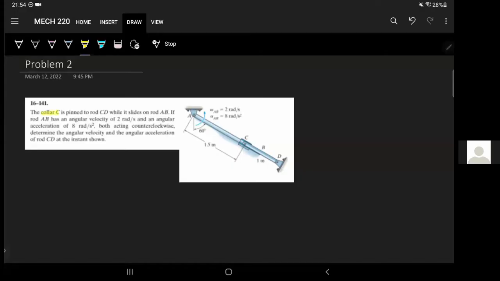Color C. Let's spin rod CD while it slides on rod AB. If the rod AB has an angular velocity of 2 radians per second and an angular acceleration of 8 radians per second squared, both acting counterclockwise as shown in the picture, determine the angular velocity and the angular acceleration of rod CD at the instant shown.